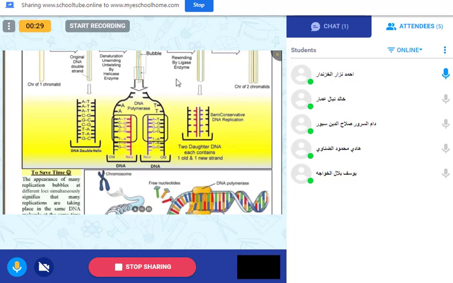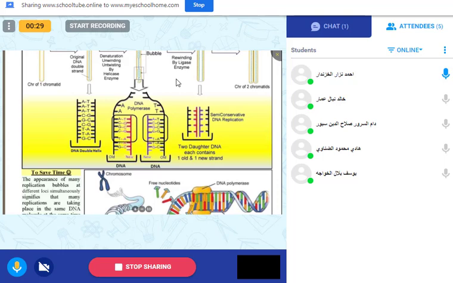طيب, in the middle now, you have two DNA, right? Yes. طيب, the first DNA has one strand black, one strand red. صح? Okay. The black strand is the old one, the original one. The red one is the new one, that you built according to the old one. يعني you read the old one and you put the complementary.